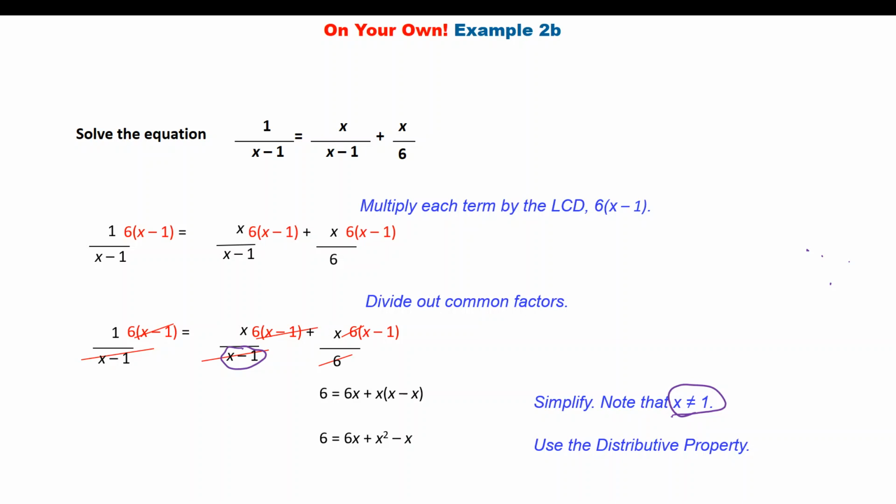Now I need to get it in standard form, so I'm going to subtract 6 from both sides. Minus 6, and get all my like terms together, so I have an x squared plus 5x minus 6. So now I'm just going to say two numbers that multiply together to get negative 6 and add together to get 5 are going to be 6 and negative 1. All right, so let's move on to the next slide.